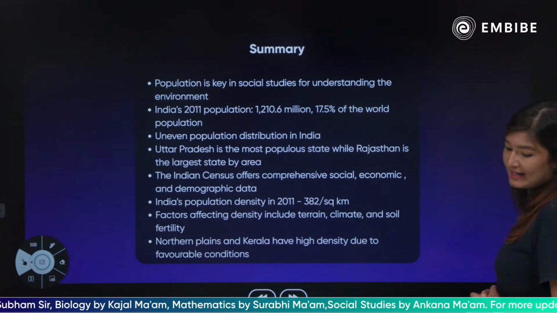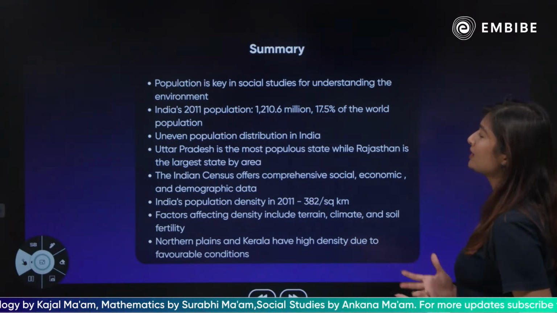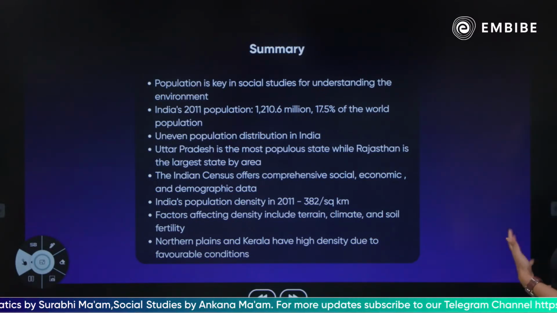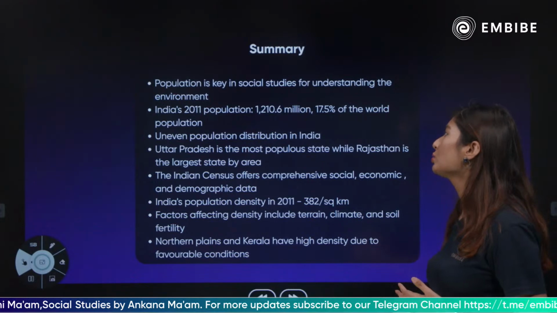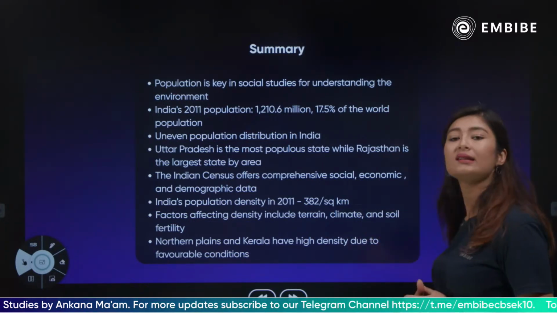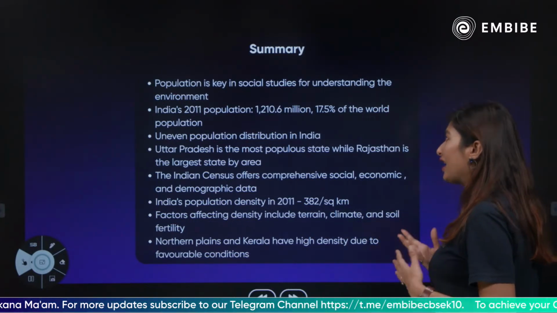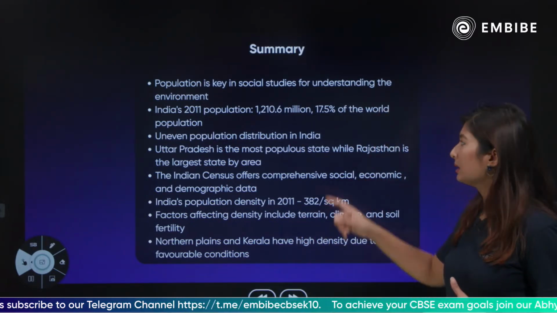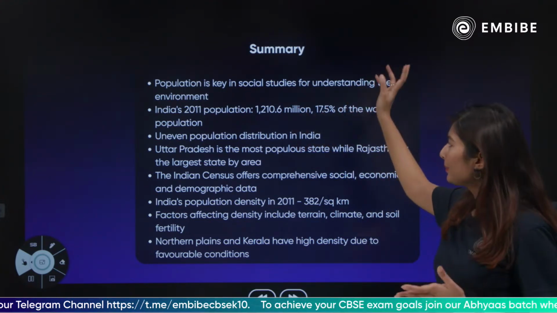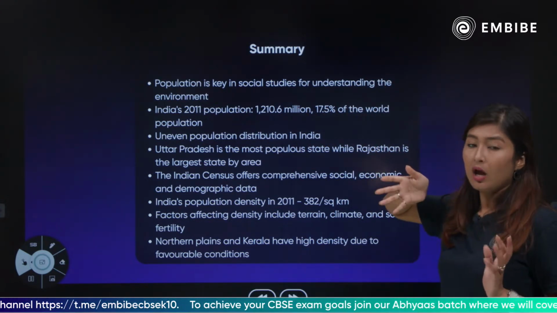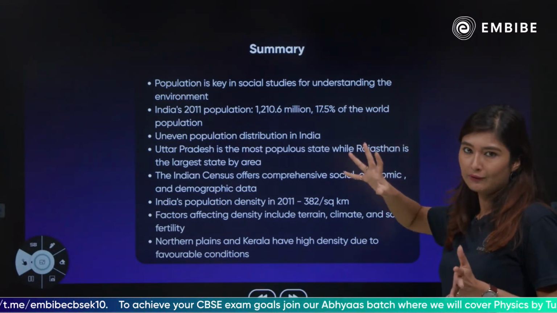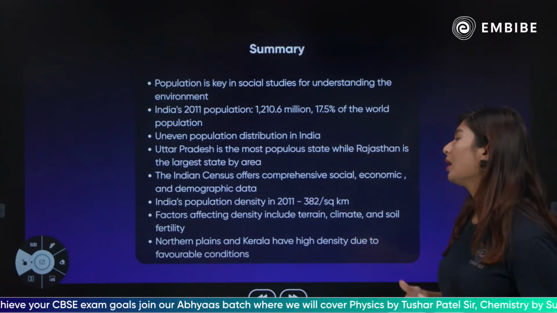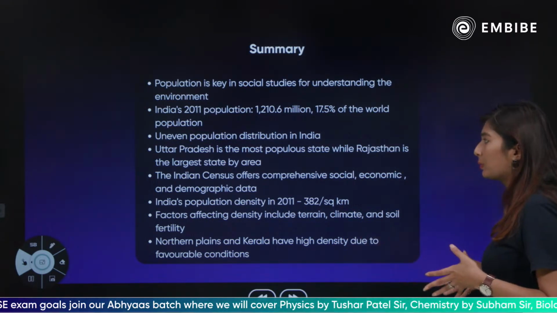So let's quickly summarize what we have done today. Population is key in social studies for understanding the environment. India's 2011 population was 1,210.6 million, which was 17.5% of the world's population. Now it's 1.46 billion. मतलब इसको अगर मैं बिलियन में कन्वर्ट कर दूँ, या आप कह सकते हो 1,400 या 1,450 or 60 million types, which is 17.6% of today's 2023 world's population.